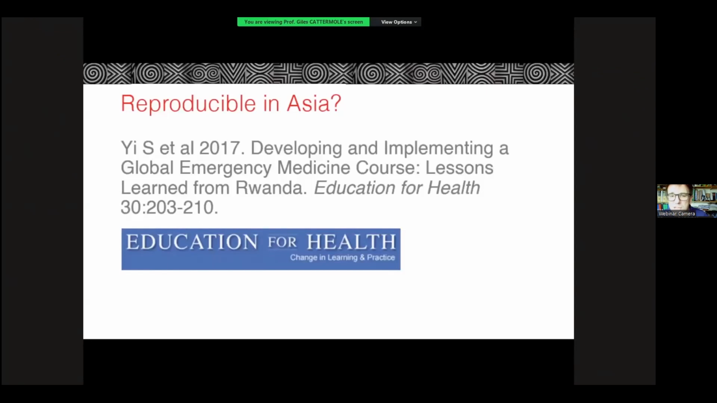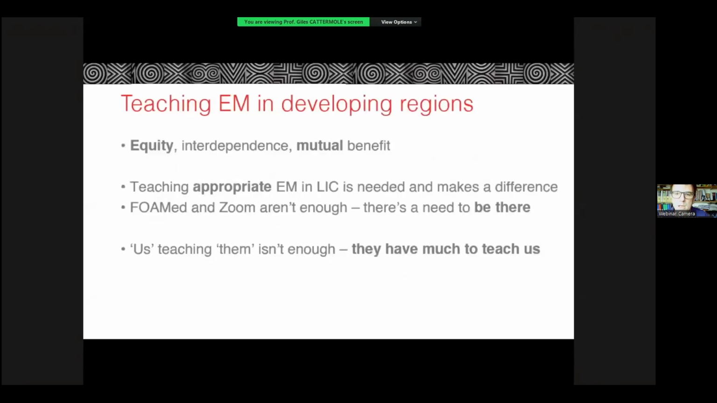The small group teaching for doctors from Hong Kong, Singapore, Taiwan, to go and learn emergency medicine from people in low resource settings. So teaching emergency medicine in developing regions, it's all about equity, interdependence, mutual benefit, but it does need to be the appropriate emergency medicine. It's not just phone and Zoom. We need to be there. And it's not just us teaching them. They have much to teach us.